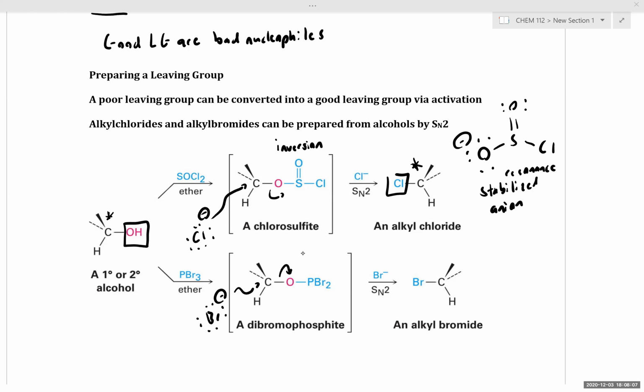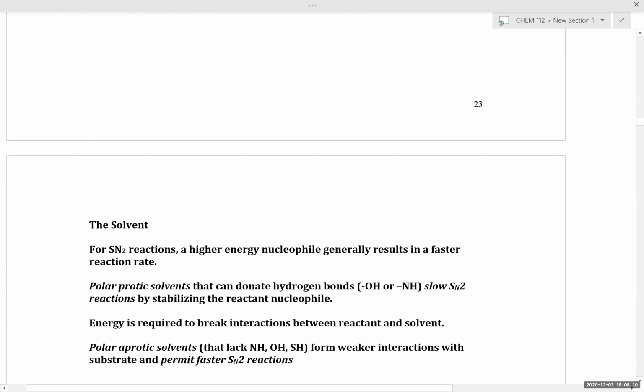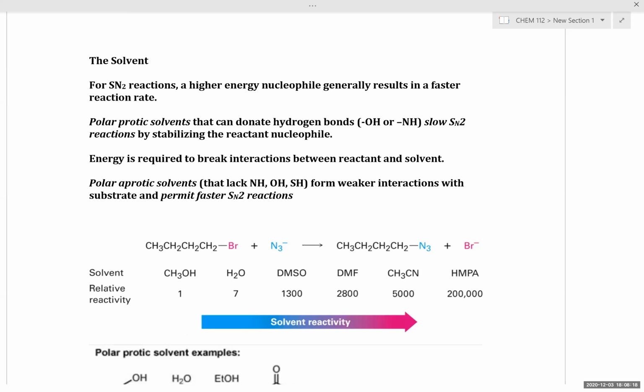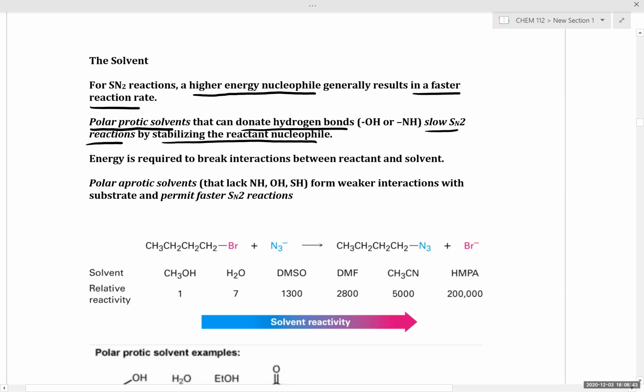Okay, so let's keep going with this. And let's talk a little bit about the solvent. So for SN2 reactions, a higher energy nucleophile generally results in a faster reaction rate. Okay. Now, thinking about our two types of solvents, we're going to look at polar protic and polar aprotic solvents. So polar protic solvents that can donate hydrogen bonds slow SN2 reactions by stabilizing the nucleophile.